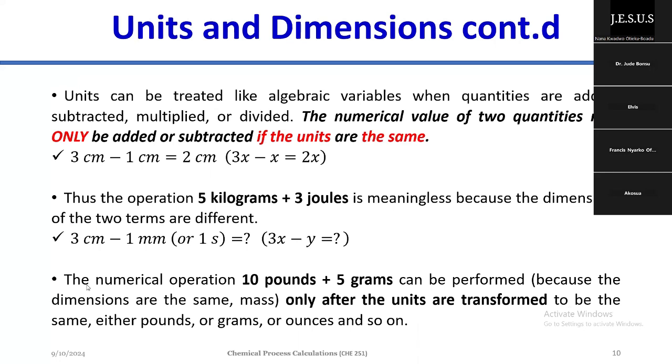And then when it comes to addition and subtraction of units, the unit should be the same before you can either add or subtract. With this example, we have 3 centimeters minus 1 centimeter. If this was in meters and this was in centimeters, this subtraction wouldn't be possible directly, unless you convert one into the other. An example of such is this question here: 3 centimeters minus 1 millimeter, which is not possible unless we convert it into the same unit before we can subtract.